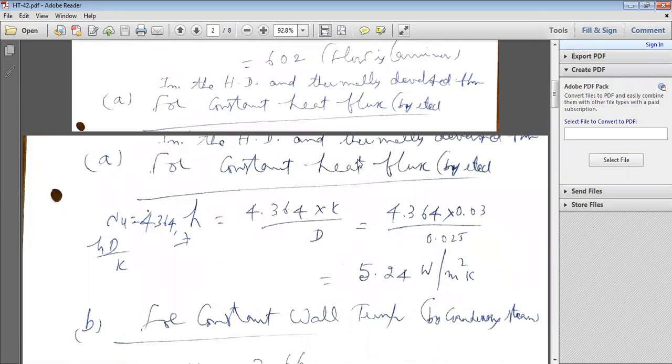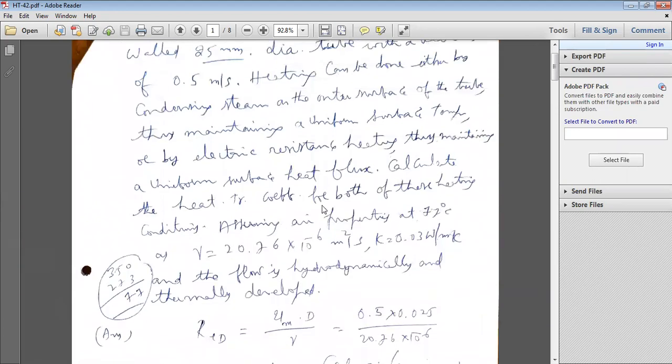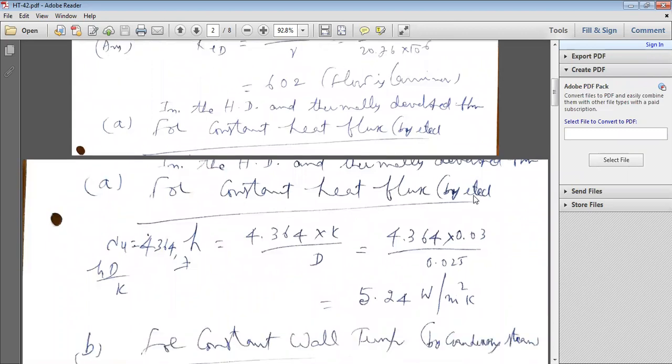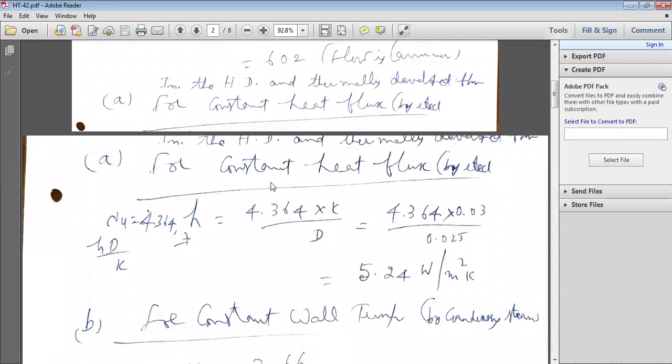how do you maintain constant heat flux? In this case, by electrical heating. Second, I am taking constant heat flux, uniform surface heat flux, by maintaining electrical heating. You can maintain constant heat flux by electrical heating. So for constant heat flux, how do you calculate the heat transfer coefficient H? H is the heat transfer coefficient.